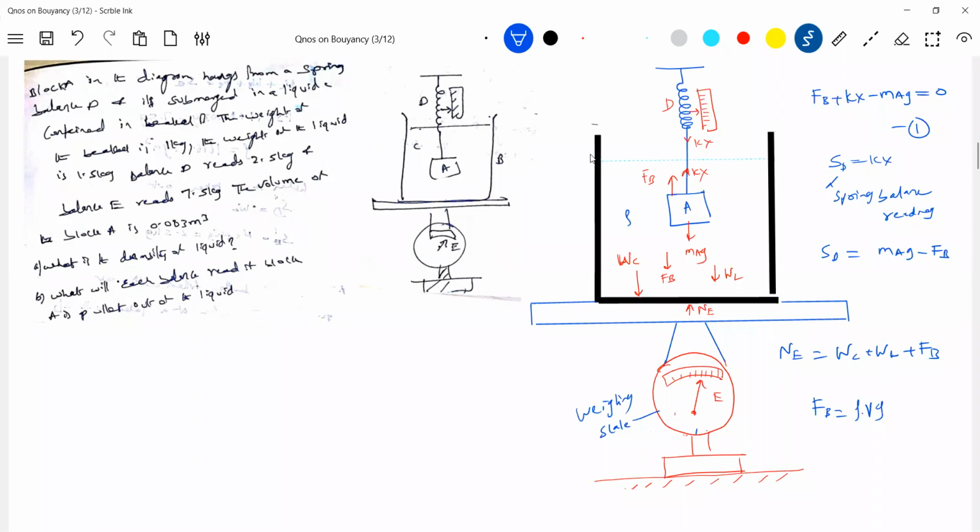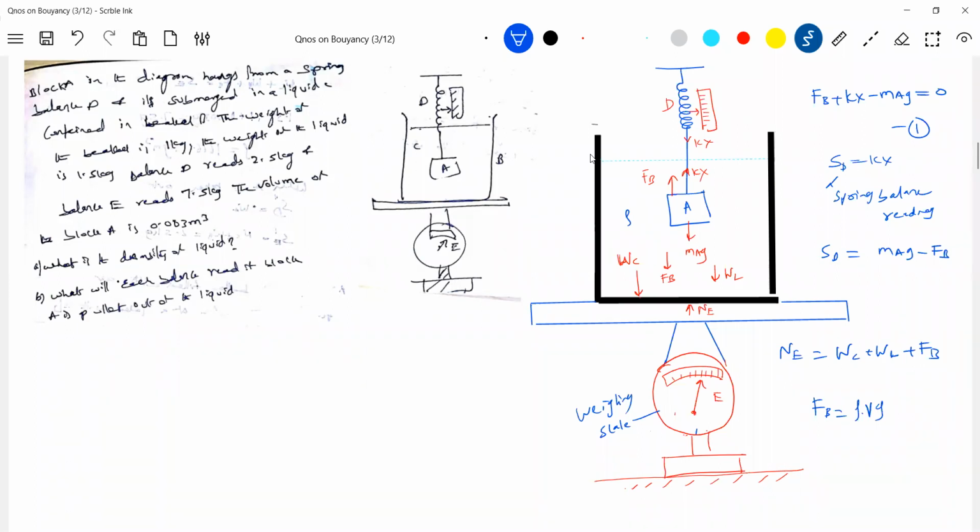So from the spring balance D, and the submerged block in the liquid contained by the beaker, the weight of the beaker is 1 kg. Spring balance D reads 2.5 kg. Do we know SD? Yes, we know SD. How much is it? 2.5 kg, so it should be equal to 25 Newton. Then afterwards, do we know weight of the block A? The volume of block A is 0.03.